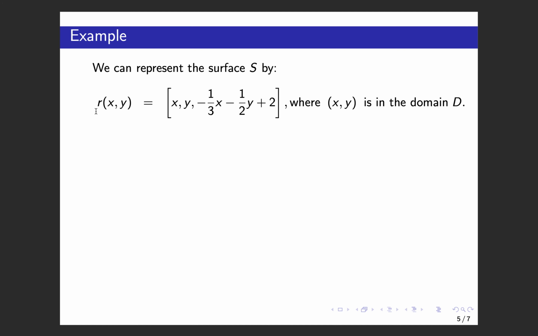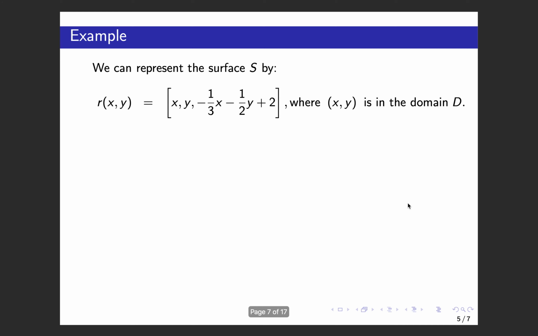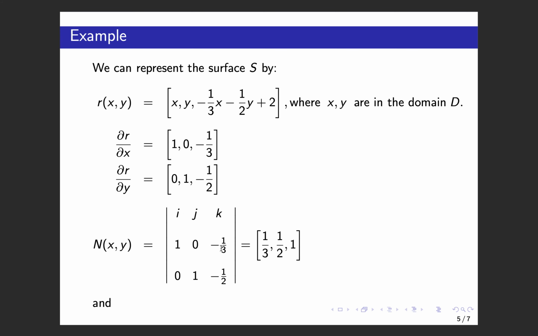So we take the parametric representation r(x, y) equals (x, y, z), where z we replace from the formula of the plane, and (x, y) is in the domain D that I showed you before. So this is the triangle D. Next we calculate the partial derivative of r with respect to x and the partial derivative of r with respect to y, and then we evaluate the normal vector by evaluating this determinant.